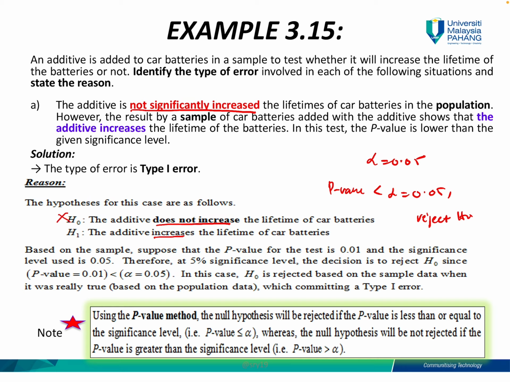Whereas this H null is true, right? But you reject this H null. So what will happen? You have made a type 1 error, where H null is true but you reject the H null.